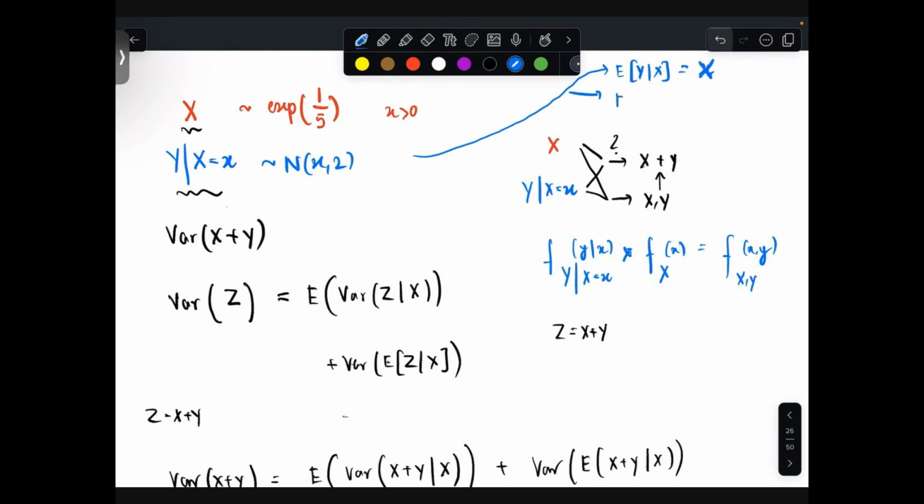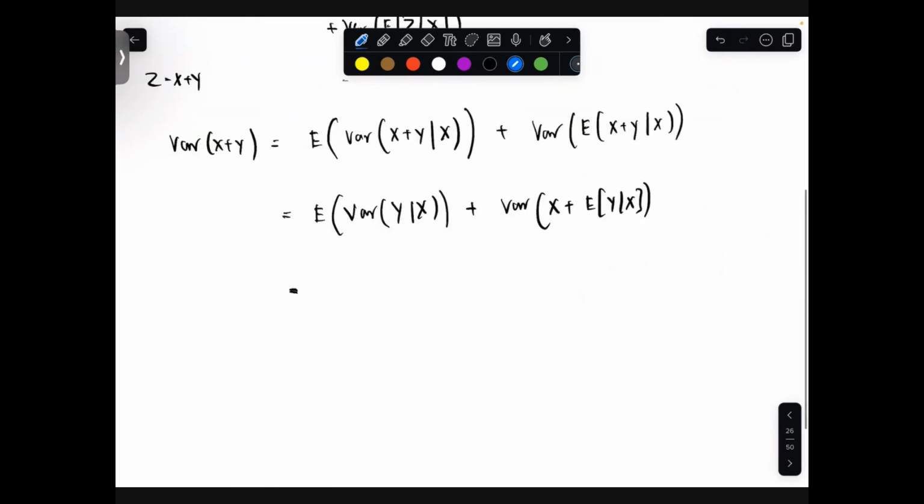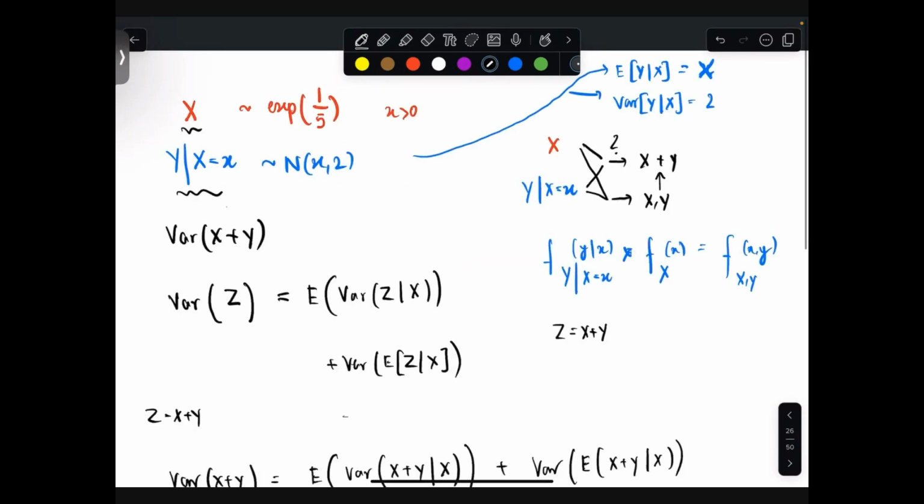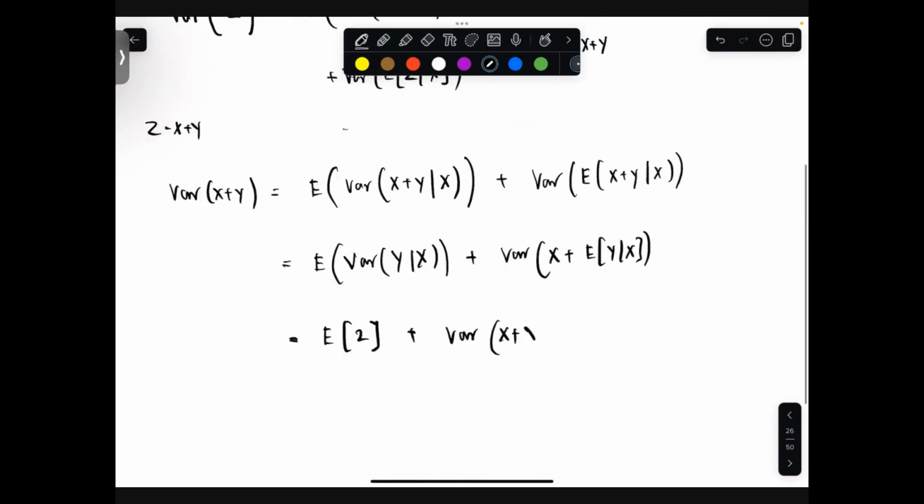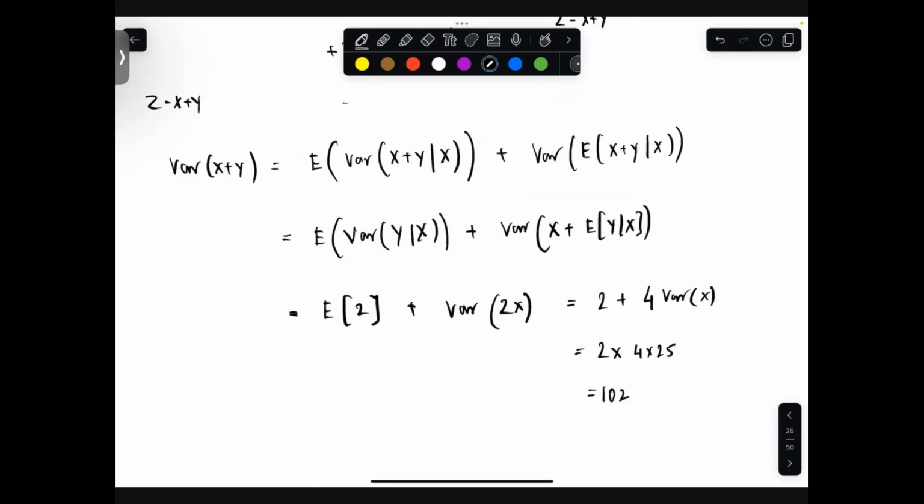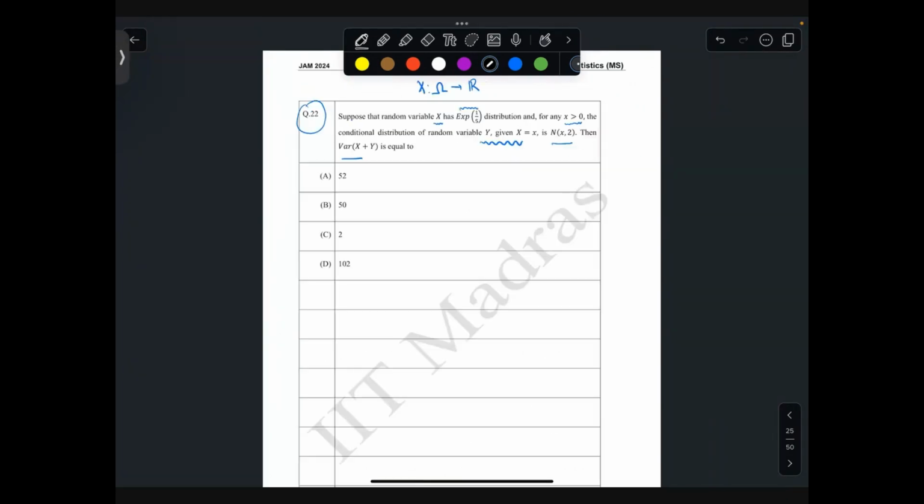And the variance of y given x will be nothing but 2, because it's 2. You can easily understand that. So therefore you just replace it here: the variance of the expectation, 2, plus the variance of x, plus the expectation of it, x. So therefore 2x. So you get 2 plus 4 times the variance of x, and the variance of x is, so you get 102. That's great, which is there as an option.